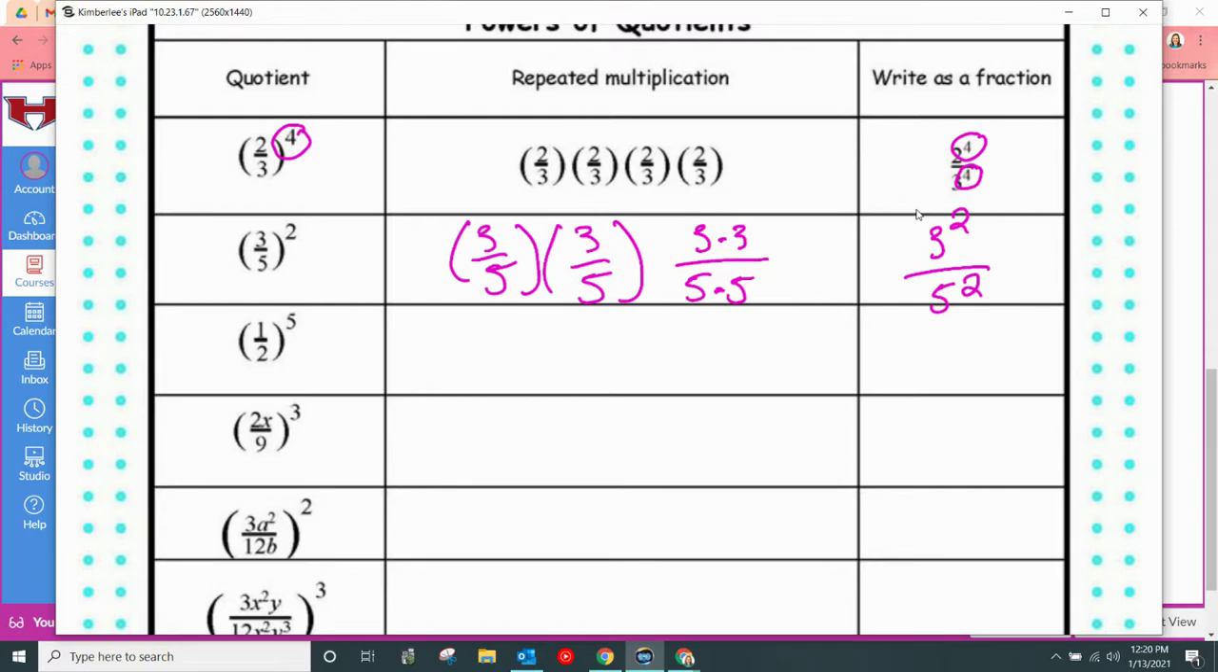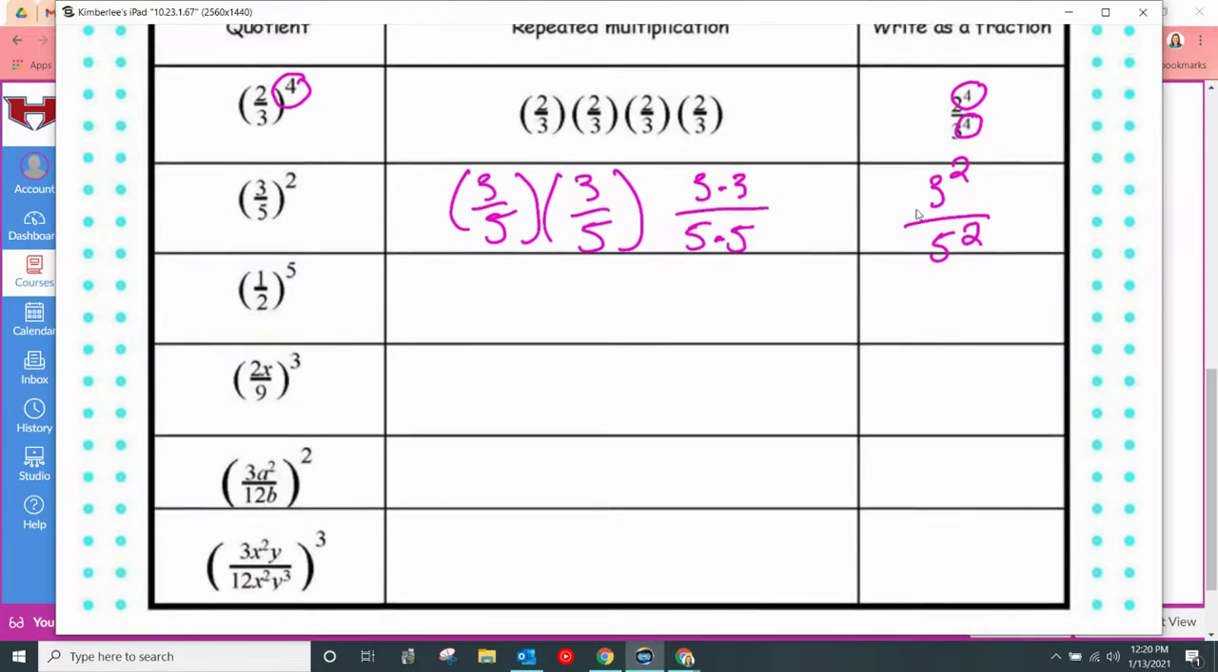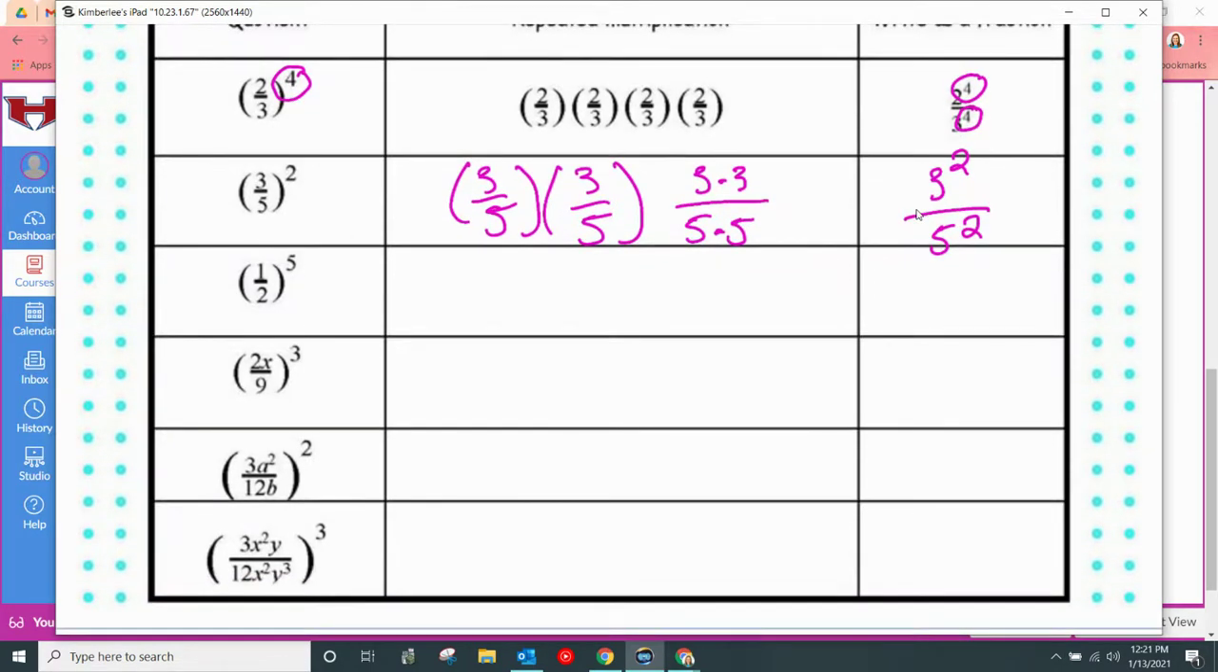So let's jump down to this (2x/9) cubed. Okay, so that means to say 2x over 9, and I'm going to drop parentheses this time, and I'm going to use a dot instead, times 2x over 9 times 2x over 9. Well, I could simplify this even further as 2 times 2 times 2 times x times x times x. I'm rearranging them like we did yesterday. I'm going to put all my 9s together.